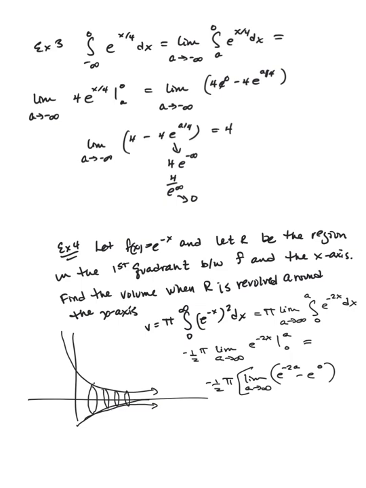But this e to the negative 2a is going to end up being negative 2 times infinity. Some infinities are larger than others. It's just a concept, infinity. So this is going to end up being 0. And then that is 1. So we end up with negative 1/2 pi times negative 1. So therefore the volume is pi over 2.